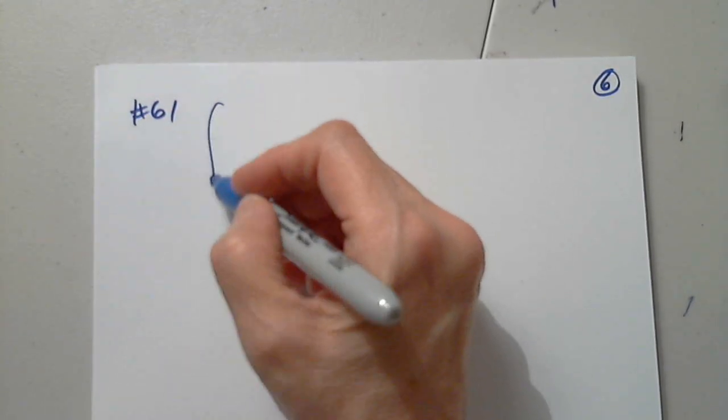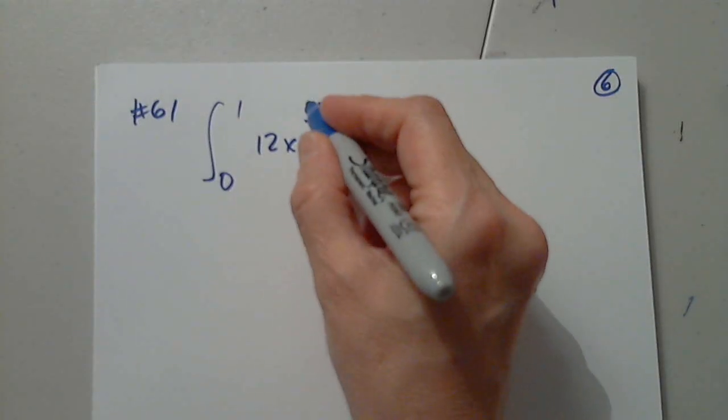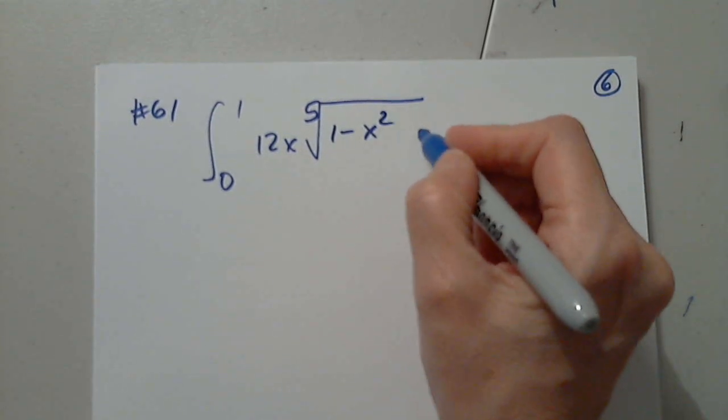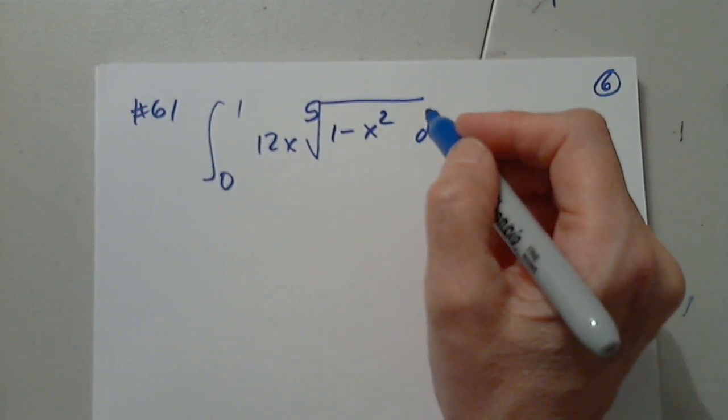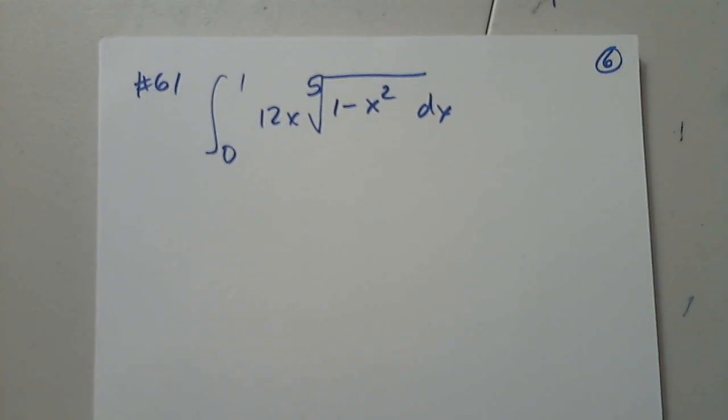61. So the integral from 0 to 1 of 12x times the fifth root of 1 minus x squared dx. I see the fifth root. Is that the fifth root? Do you see that? Okay. As you know, my device is so far away. Okay, good. What bothers you?